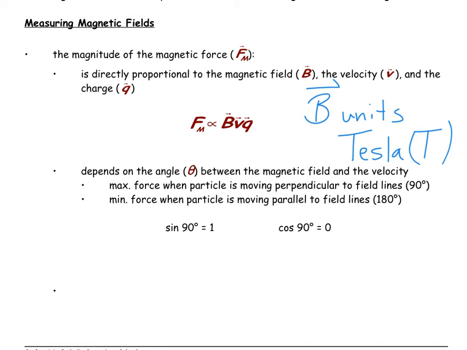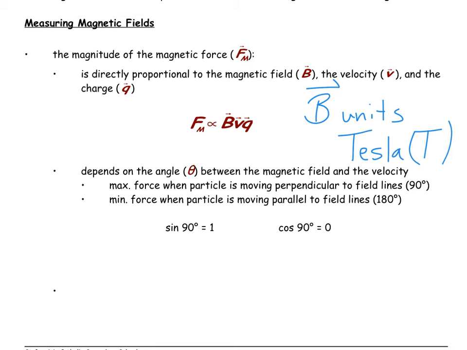You'll remember from your grade 12 functions class that the sine of 90 degrees, so we're looking at perpendicular, 90 degrees, is 1. That sine wave is at 1 at 90. The cos of 90 is 0. So we get maximum force when we use the sine function, and 0 when we use the cos function.